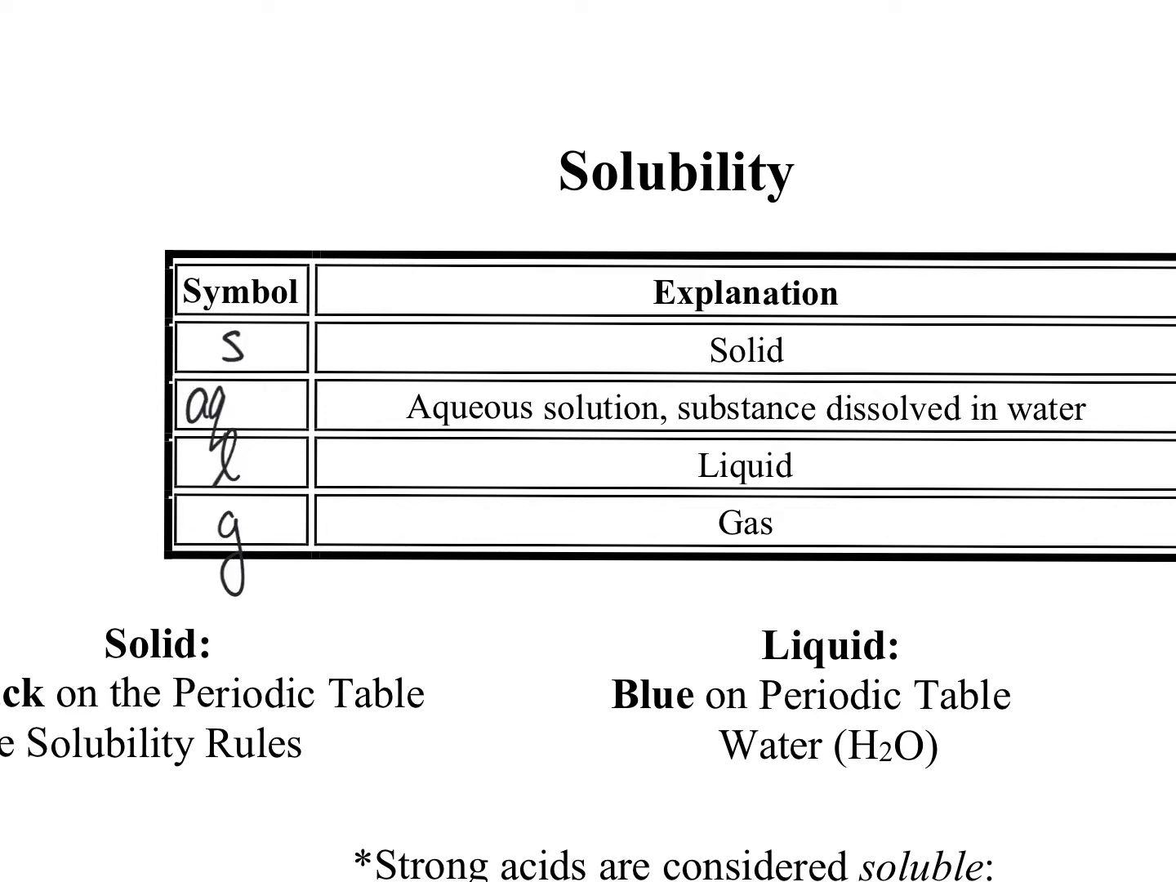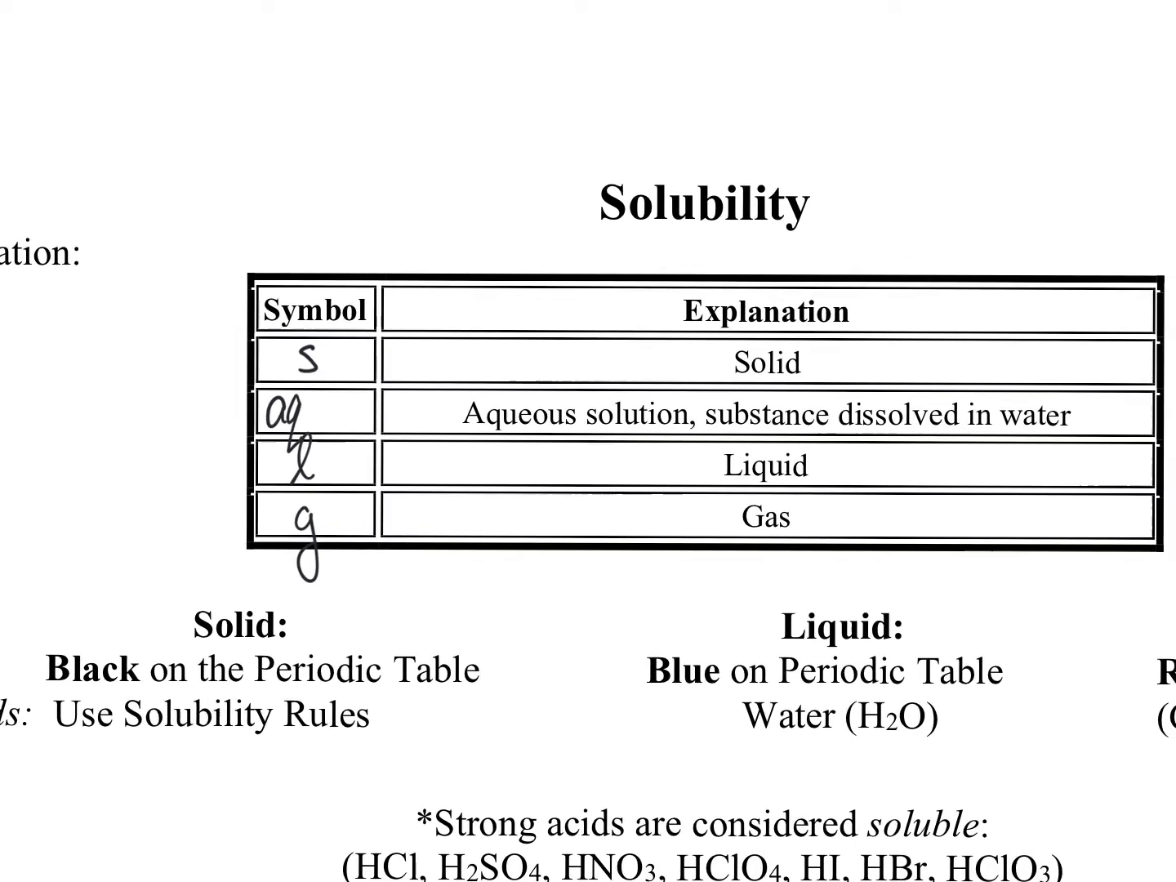Aqueous just means you have something that was solid that now is dissolved in water. So you have a solution, right? So think back to your Unit 2 words. Solution is a type of mixture. So we say that something aqueous is something that has dissolved in water.